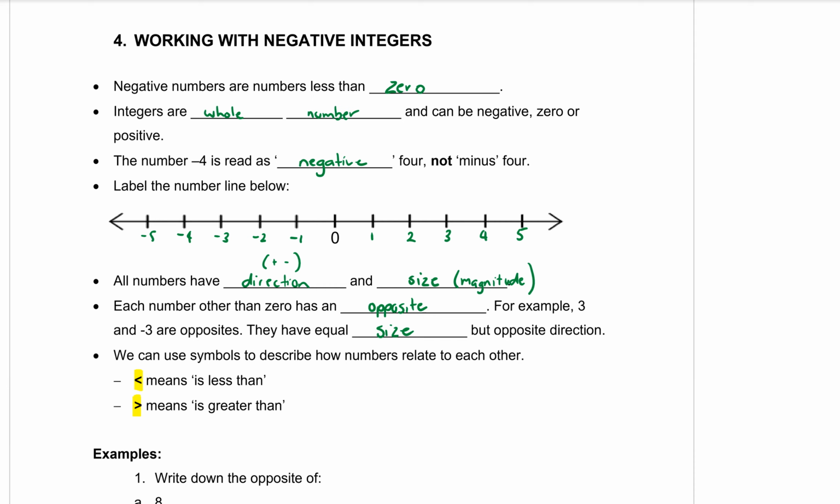Or, one that I like, is the arrow is pointing to the smaller number. The point is always pointing to the smaller one. The alligator is the big mouth, which is the bigger one. Whichever way helps you to memorize that.